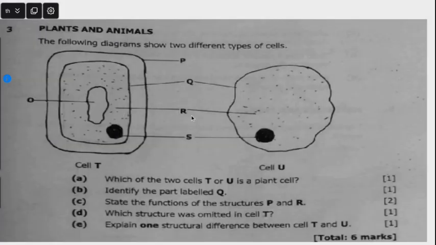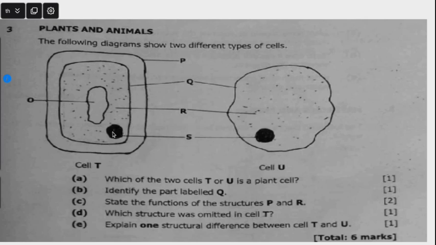I think this one is the last one, which is coming from plants and animals. It says the following diagrams show two different types of cells. You are going to agree with me that this one is a plant cell because it has a rigid or fixed shape, and this one is the animal cell. Now let's try to label the parts before we answer the question. Even in an exam, before you start answering, at least try to identify the parts, and then you'll be getting the answers from the same labels.